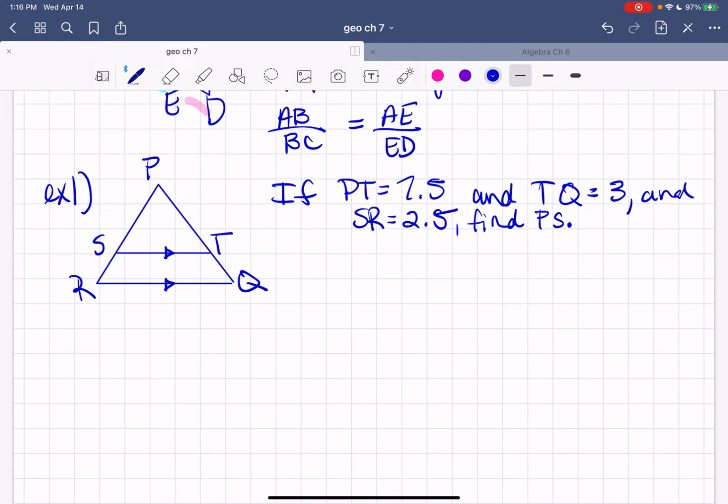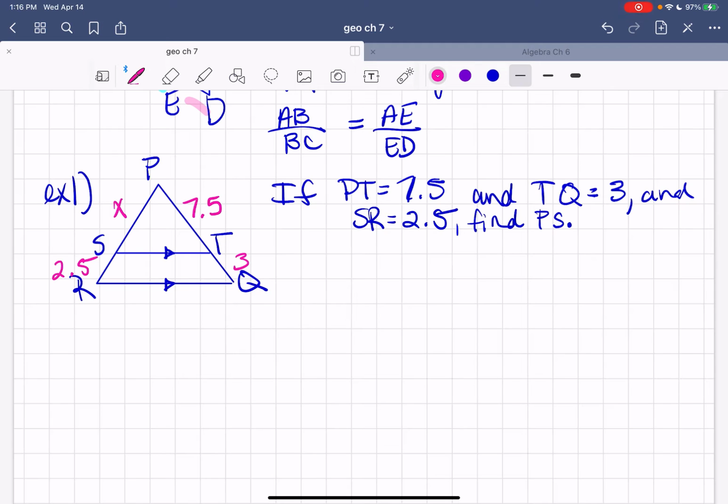So we are told that PT is 7.5, TQ is 3, and SR is 2.5, and they would like us to find PS. So before I can do anything, I need to really label these parts because otherwise I'm going to get lost. And PS is going to be X.